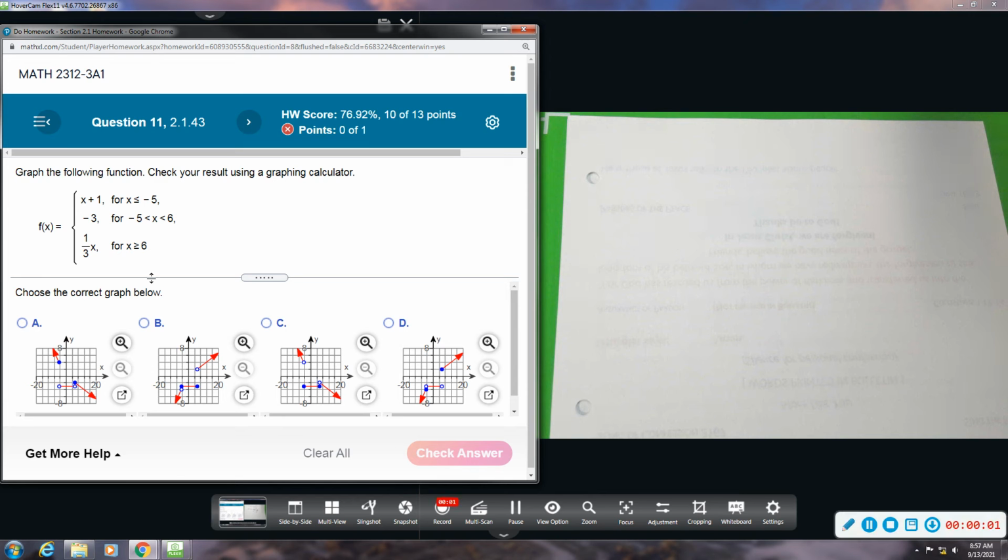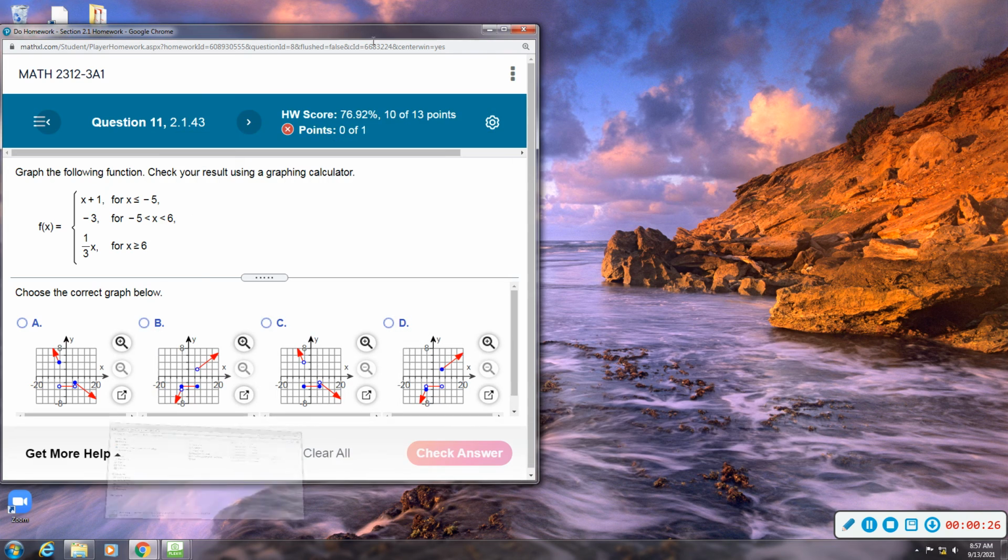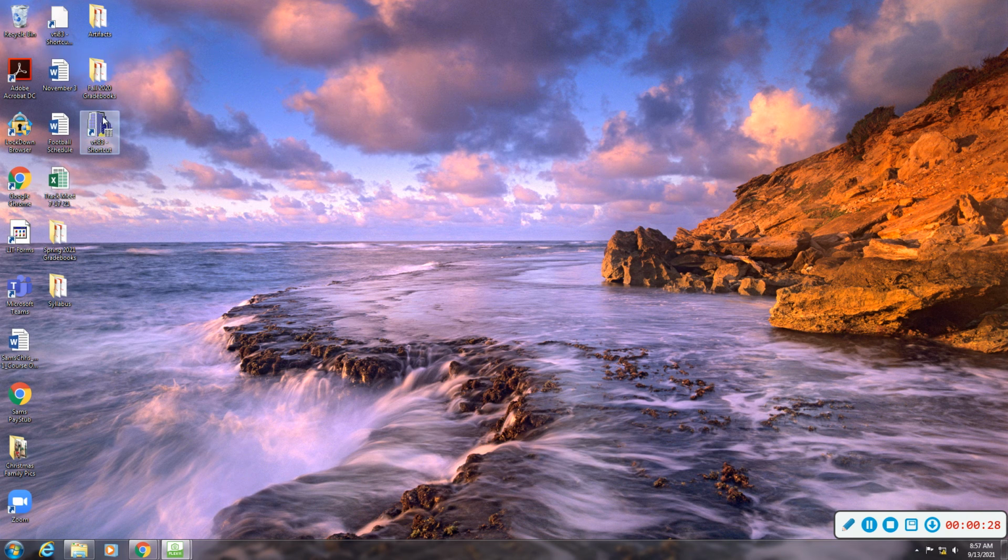All right, number 11, again, we want to graph the following function. It says you can check with the graphing calculator. Again, I'm just going to do it by hand and see which one matches. Actually, I will do this one with the calculator. You can graph and see which part matches by hand. This one takes a little bit of time, but I'm going to go ahead and do it with the graphing calculator just to show you that as well.